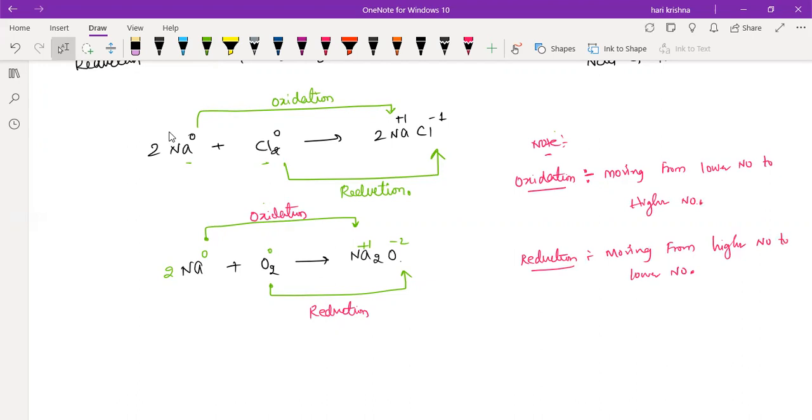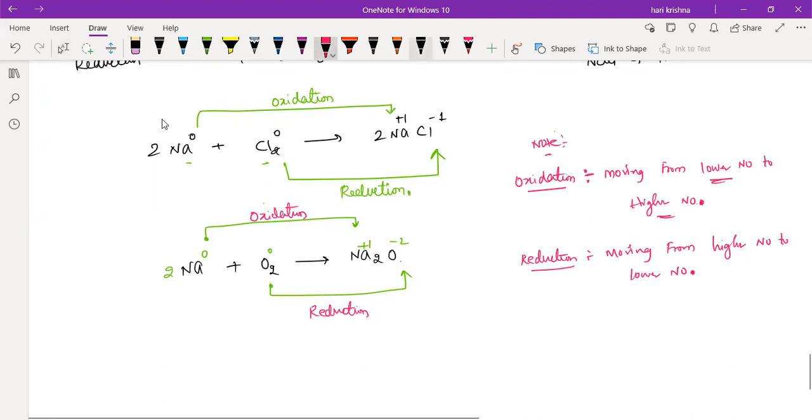So if you take the example here, 0 to plus 1 is moving from a lower number to a higher number, right? That means it is oxidation. Moving from a higher number to a lower number means 0 to minus 1. Minus 1 is lower than 0, right? So it is a reduction. Understanding? In terms of numbers, you can check it in this way if you're confused with gaining or losing of electrons.